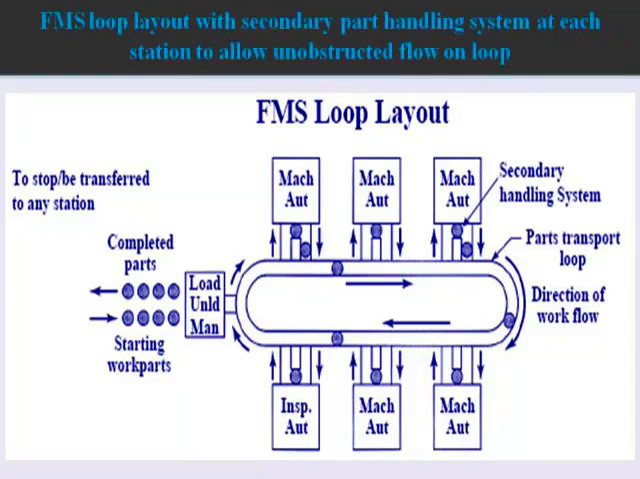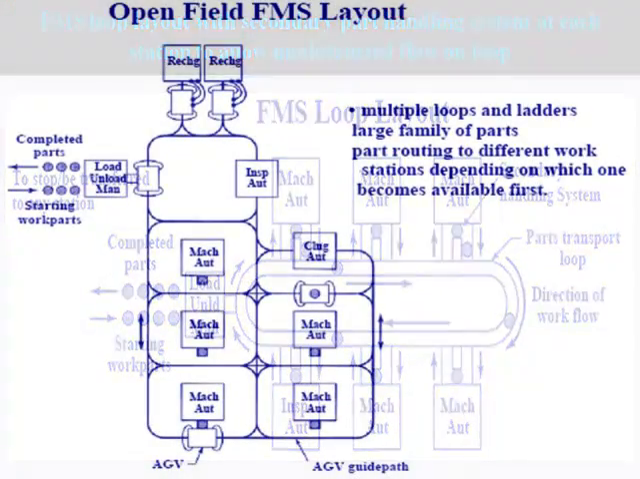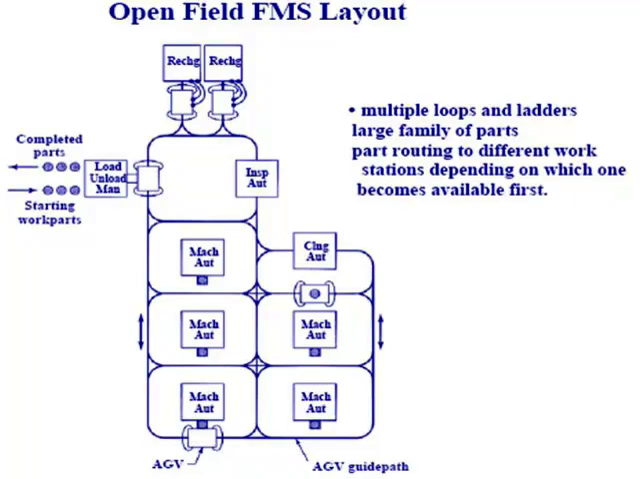This is an FMS ladder type layout where several loops exist within the layout, and the material transfers asynchronously in this. Asynchronous means not necessarily in a sequential manner, not from one machine to the other machine. The parts can be moved to machine 1 or machine 5 or any machine at any time. Normally, material handling devices that are used in this kind of layout are AGVs. AGVs are best to use as material handling devices in this.